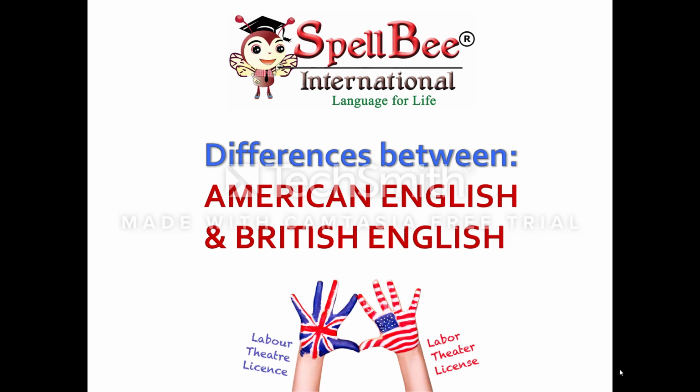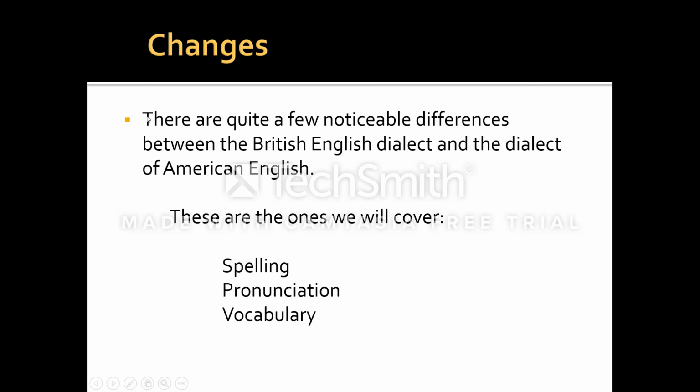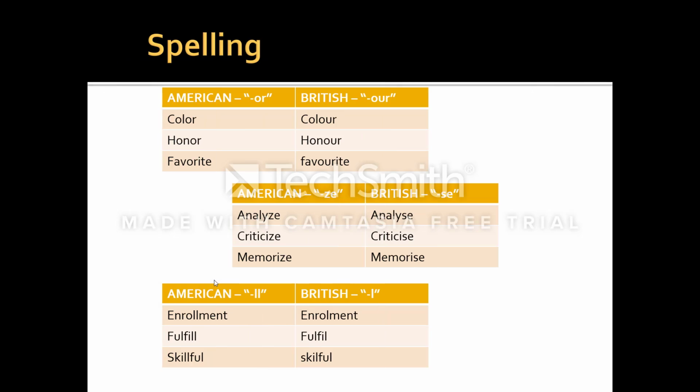Today we'll be seeing Spellbee International, the language of life. And today we'll be talking about the difference between American and British English. There are quite a few noticeable differences between the British English dialect and the American English dialect. These are the ones that we'll cover today. We will be covering the difference between the spelling, the pronunciation, and the vocabulary. So let's move on to spelling.